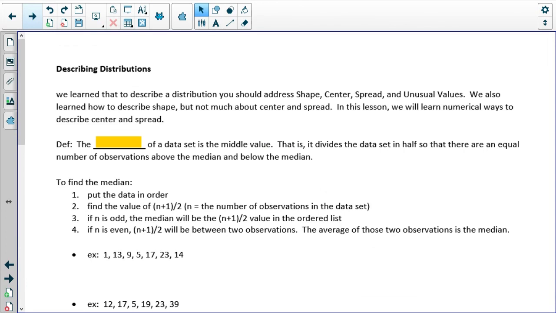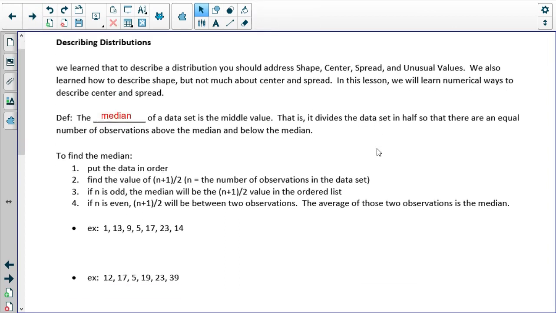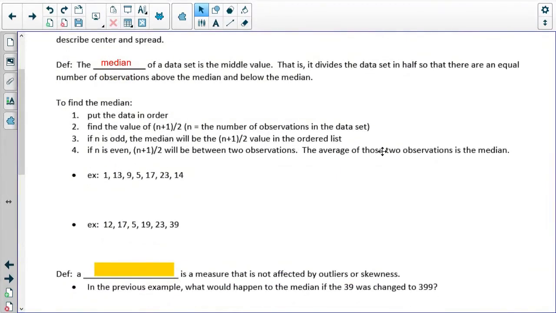So let's start talking about medians. So we learned how to describe distributions with shape and unusual values. Now we're going to start talking about center and spread. So the median is the middle value, and it divides the data set in half, so there are an equal number of observations above and below the median. And the process for doing that is given.